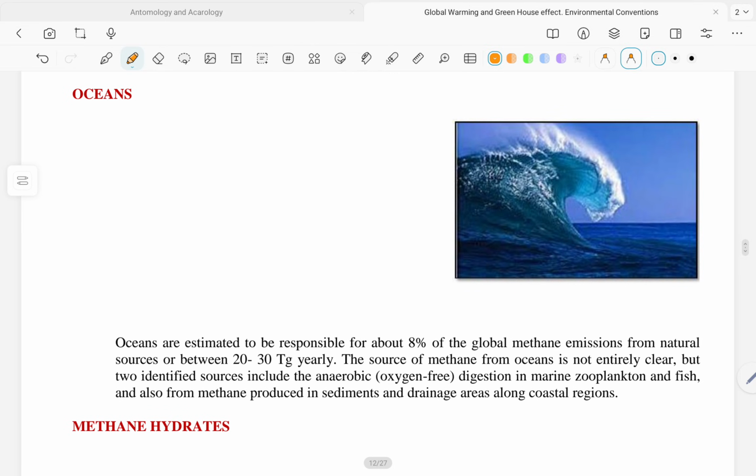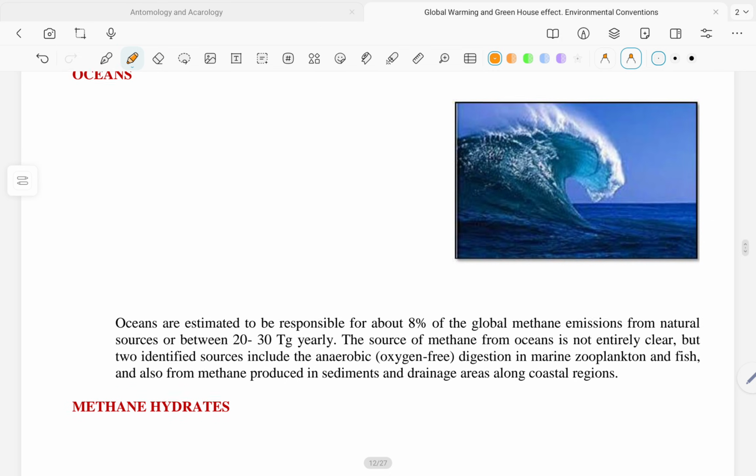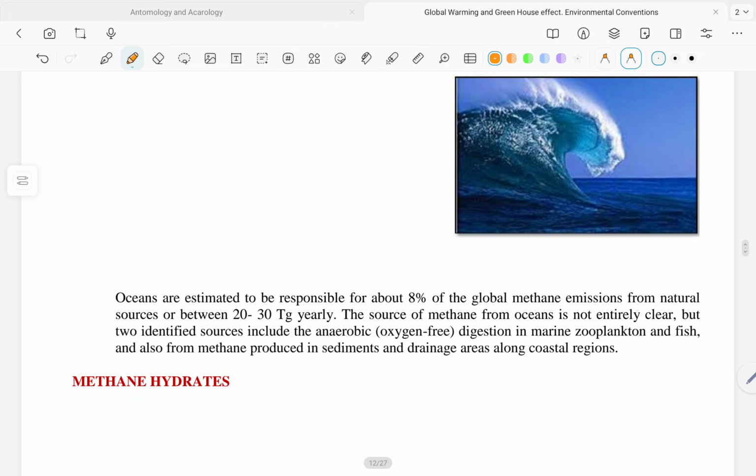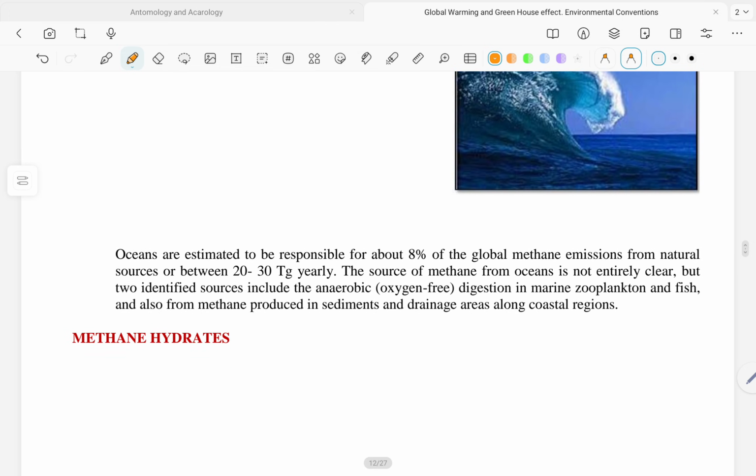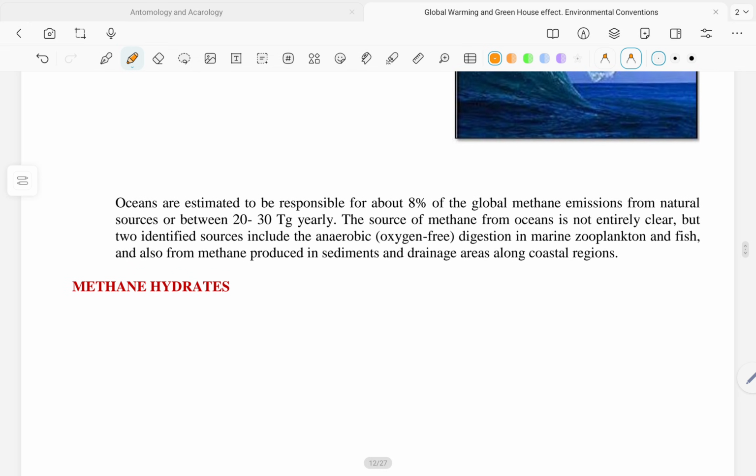Ocean. Oceans are estimated to be responsible for about 8% of the global methane emissions from natural sources, or between 230 tons per year. The source of methane from the ocean is not entirely clear, but two identified sources include the anaerobic, oxygen-free digestion in marine zooplankton and fish, and also methane produced in sediment and drainage areas along coastal regions.